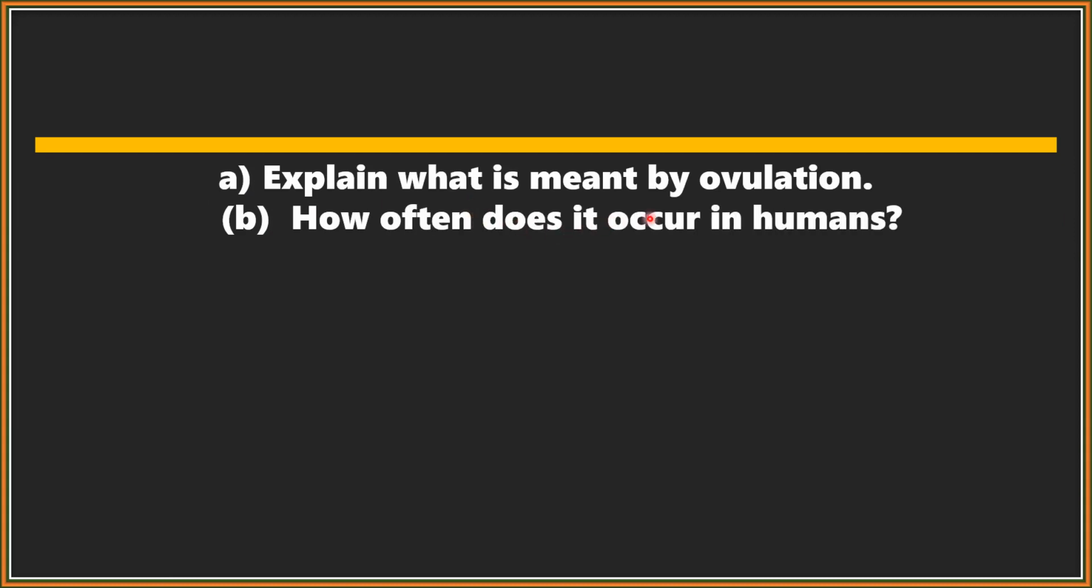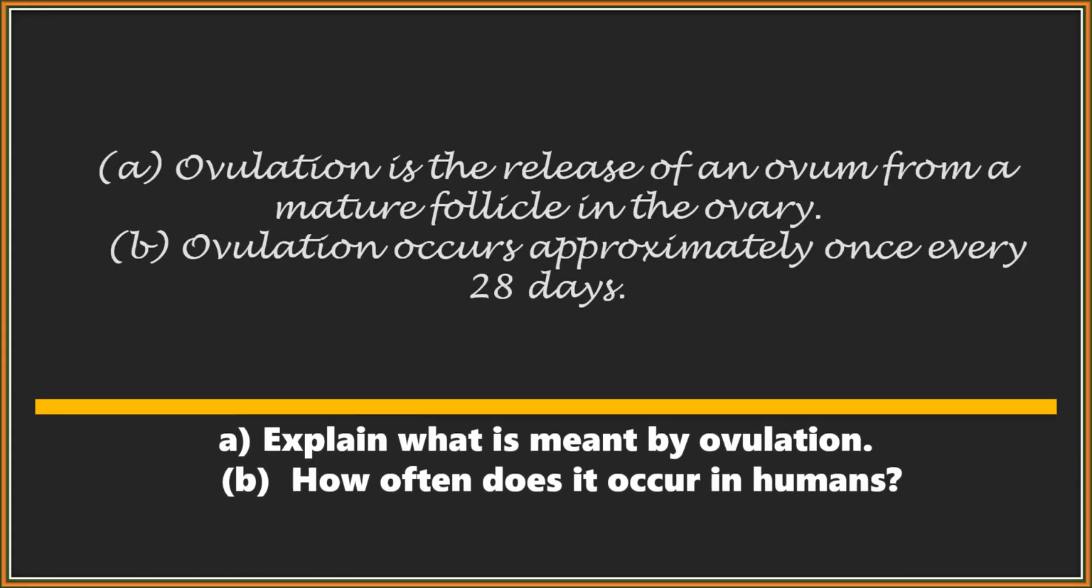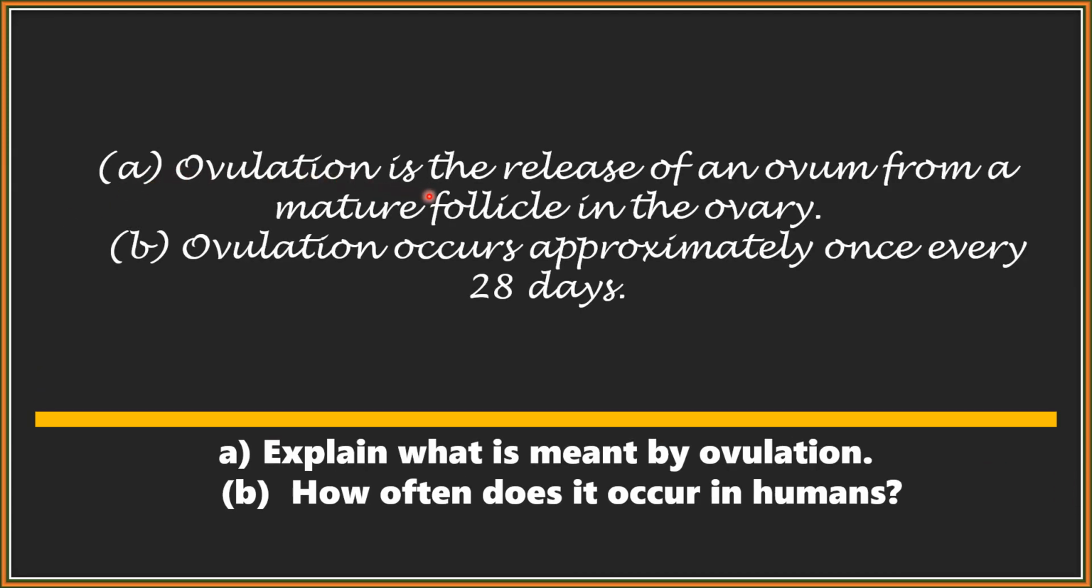Explain what is meant by ovulation. B. How often does it occur in humans? Ovulation is the release of an ovum from a mature follicle in the ovary. Ovulation occurs approximately once every 28 days.